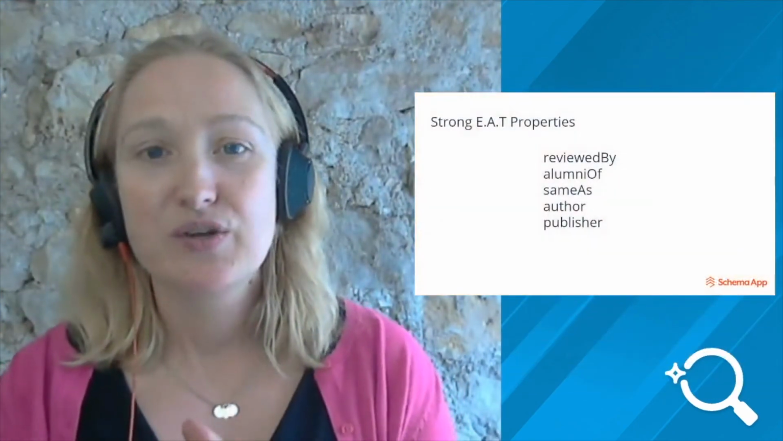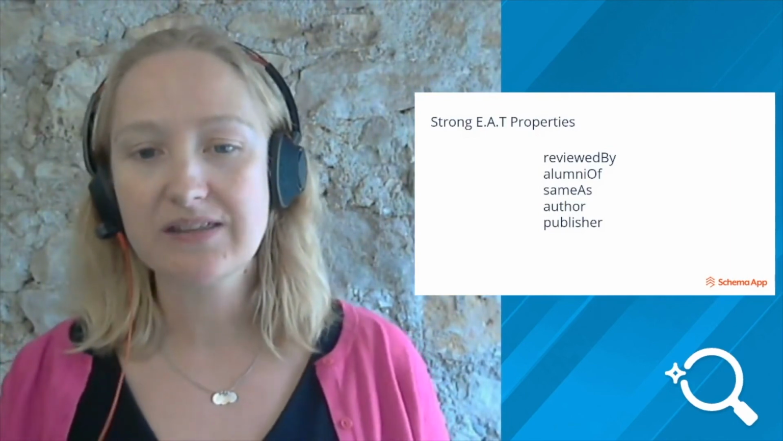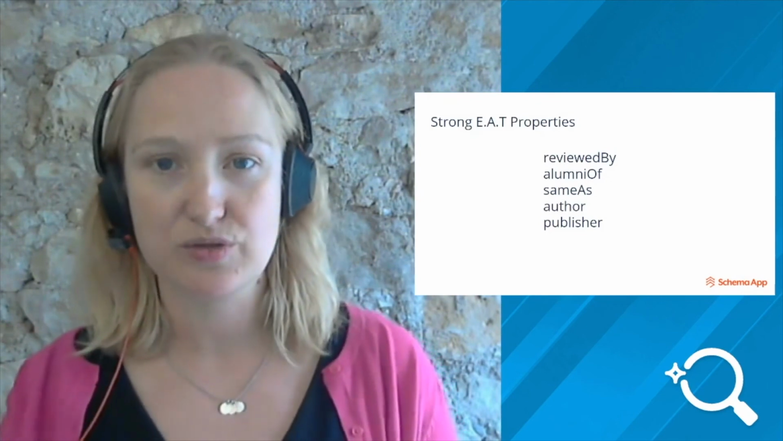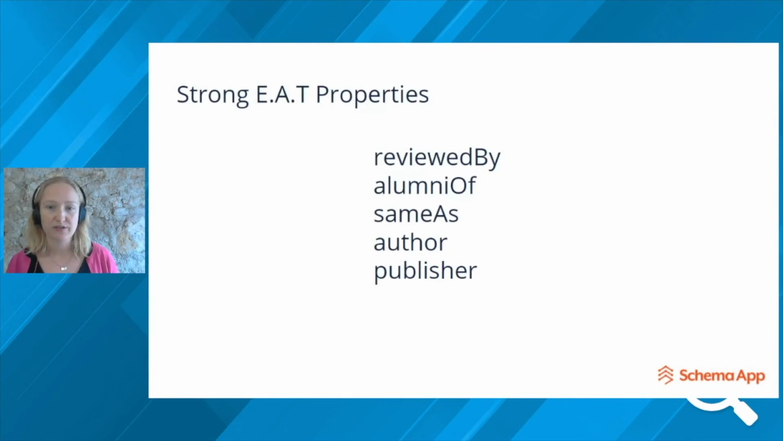We're going to talk about E.A.T. Let's dig in. So with E.A.T, there's specific strong E.A.T properties. And really, these work best if what you're connecting them to or referring to is also really well defined. But reviewed by is a really great one. Alumni of, same as, author and publisher. Now, author and publisher, I think, are very commonly used. Make sure that those are then tied to a page that is describing that author and what their credentials are. But reviewed by, I think, is really relevant, especially these days with regards to health-related content.